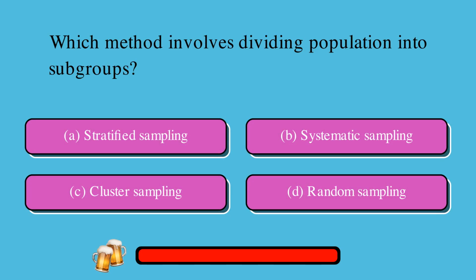Which method involves dividing the population into subgroups? A. Stratified sampling, or B. Systematic sampling, or C. Cluster sampling, or D. Random sampling. The correct answer is A. Stratified sampling.